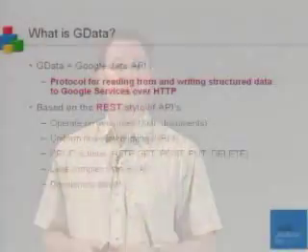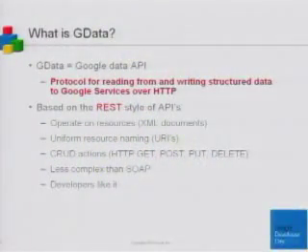When I say GData, I really mean Google Data API, just a shorthand for that. GData is about a protocol for reading and writing structured data. It's not the HTML pages that you get when you log in on your browser. This is the XML data or the JavaScript object notation or RSS. Whatever format it's in, we're able to expose that data.